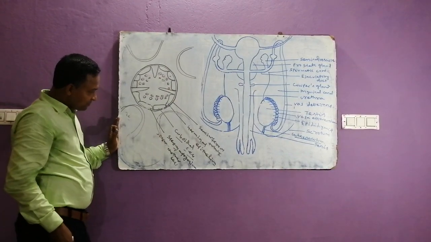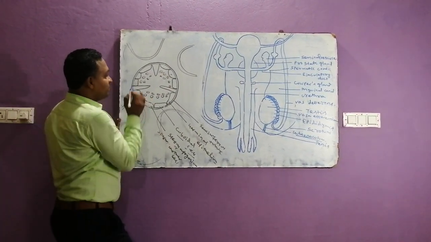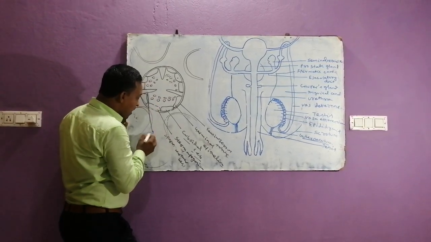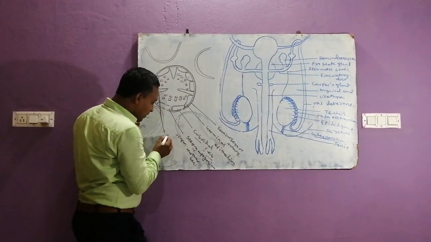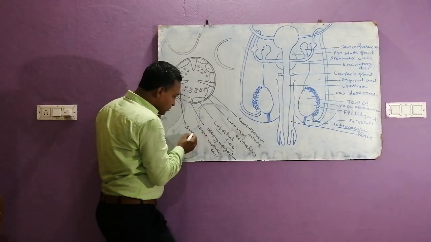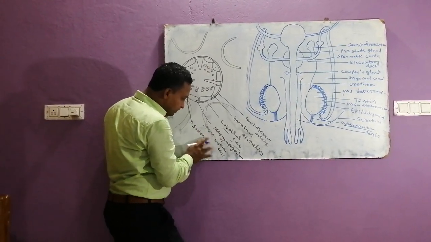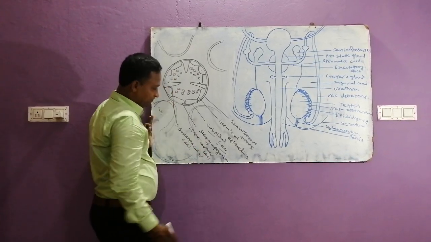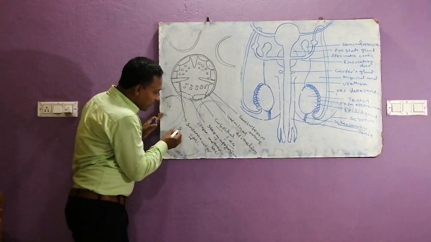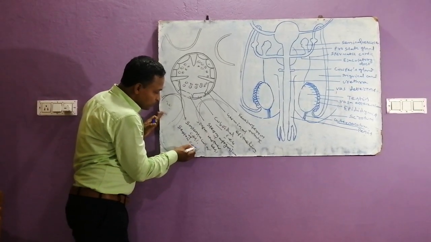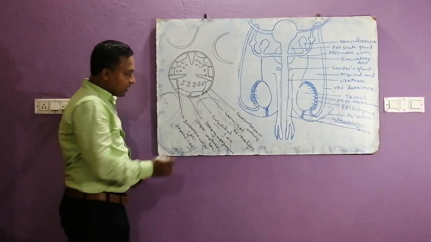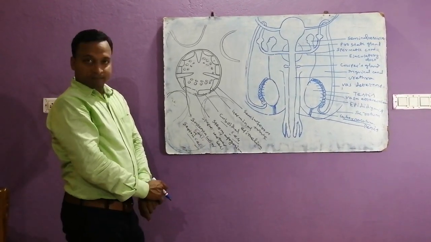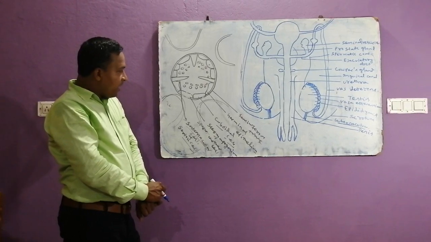And in between the seminiferous tubule, another type of large cell is found, whose name is sustentacular cell, or we can call that Sertoli cell. Yes, we can call that sustentacular cell or Sertoli cell. And try to focus, my dear.